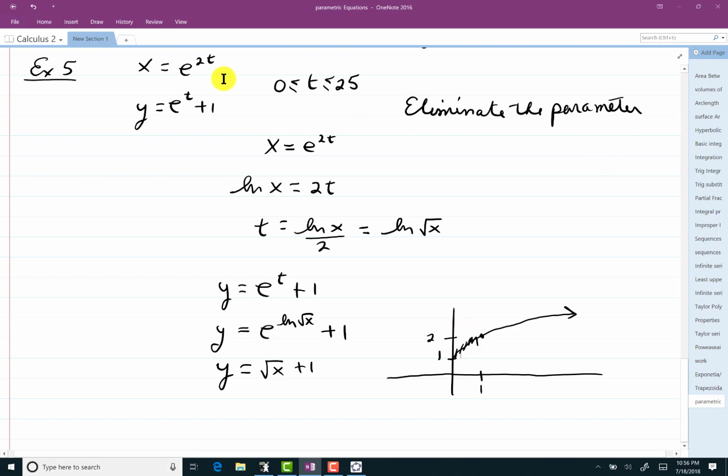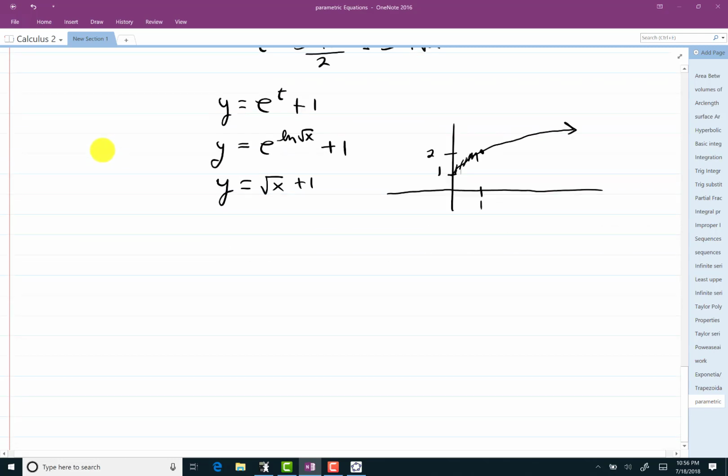If we graph this instead, the t will tell us where it starts and ends. So instead of eliminating the parameter, I could put x1t equals e to the 2t, y1t equals e to the t plus 1. Now let's see what the graph does.